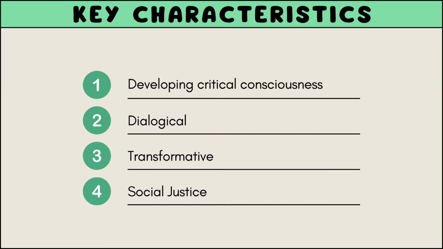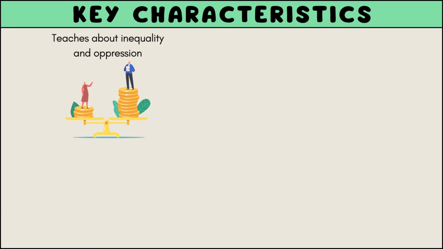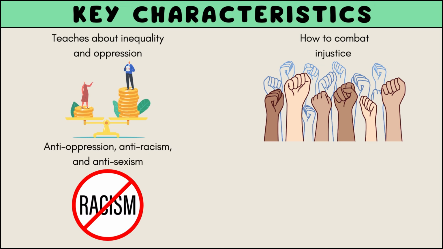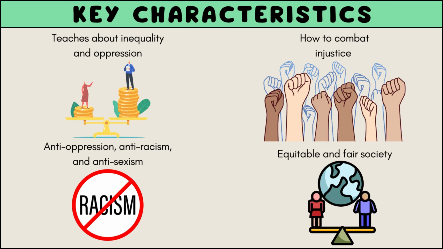The fourth characteristic is its focus on social justice. Critical pedagogy involves teaching students about inequality and oppression in society, with a strong focus on how to combat these issues. It often involves themes of anti-oppression, anti-racism, and anti-sexism, aiming to develop a more equitable and fair society.